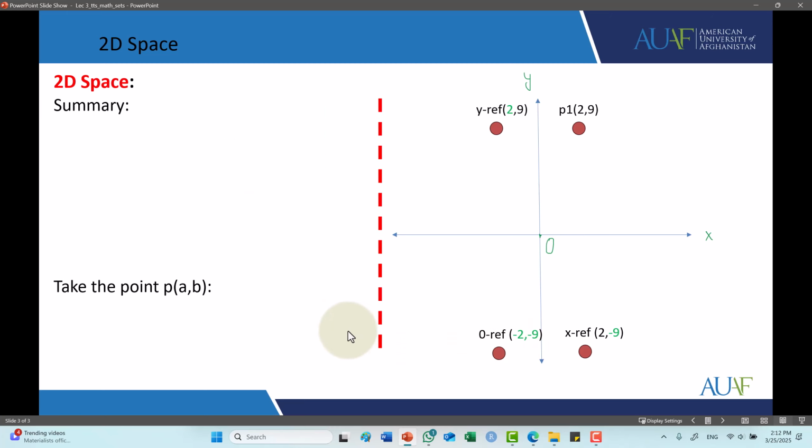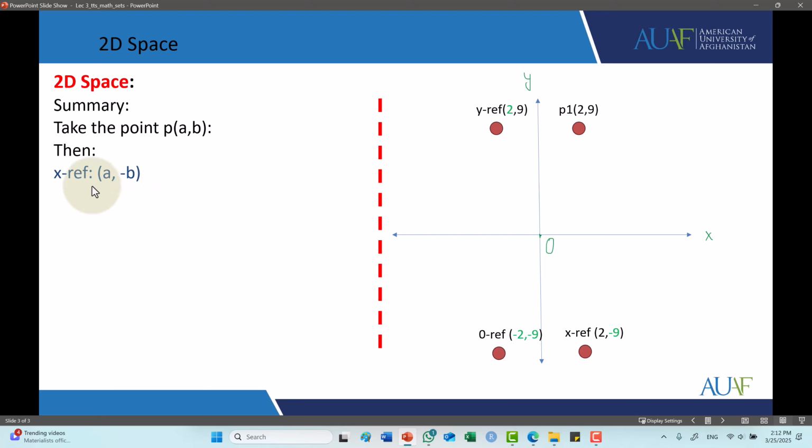As a summary, if you have a point on two-dimensional space P (a, b), the x reflection of this one would be (a, minus b). That is, the sign of this y coordinate would change to its opposite. The y reflection would be (minus a, b), and the O reflection would be (minus a, minus b).